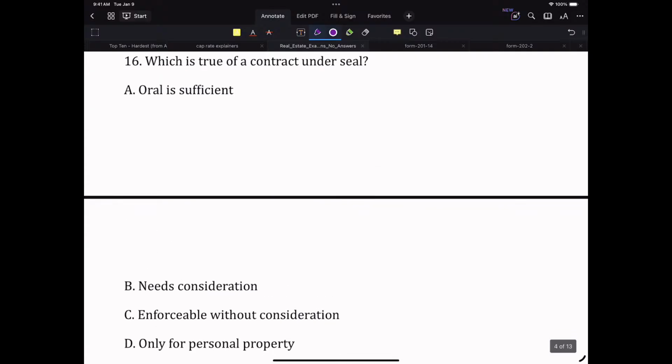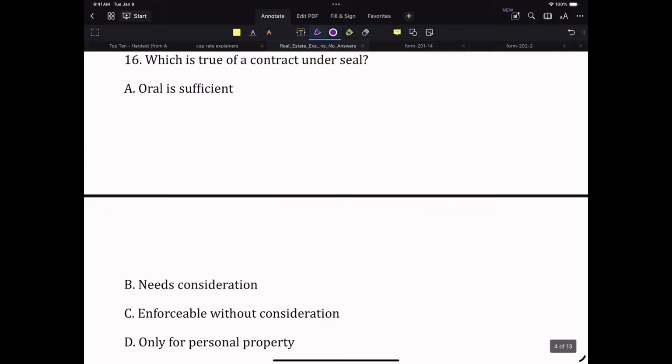Let's do 16. Which is true of a contract under seal? Oral is sufficient. It needs consideration. It's enforceable without consideration, or only for personal property. Yeah, Jordan.